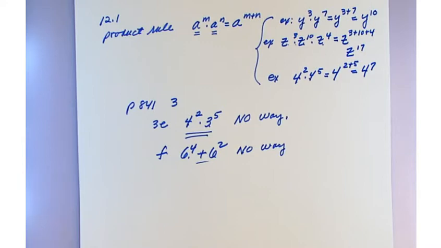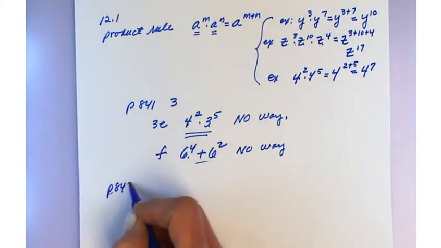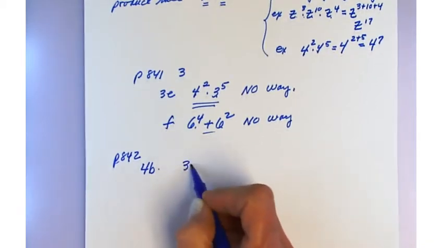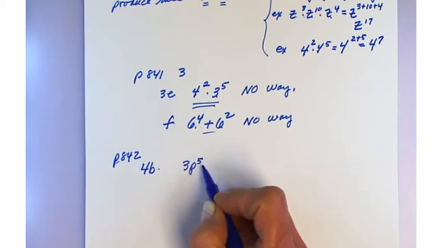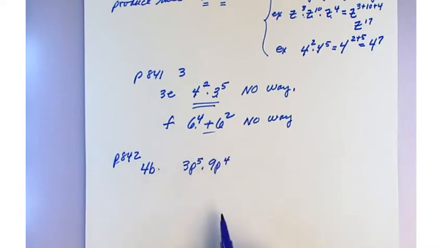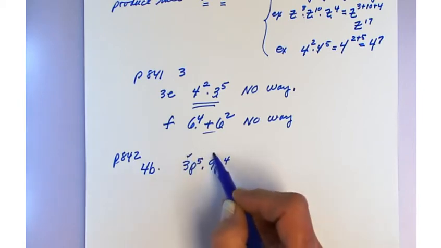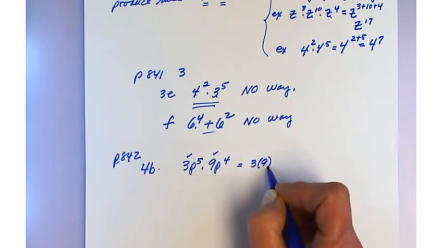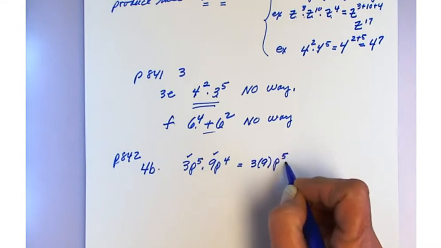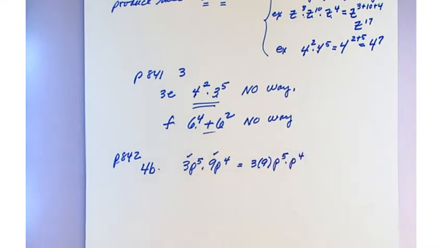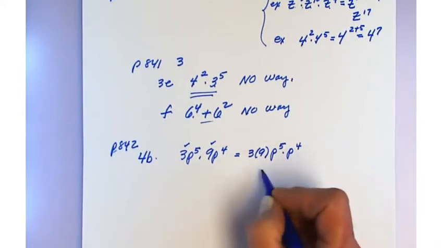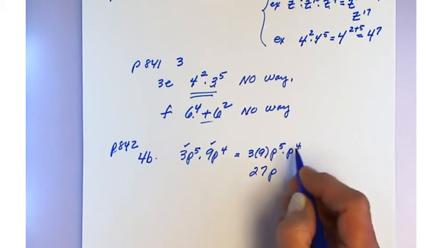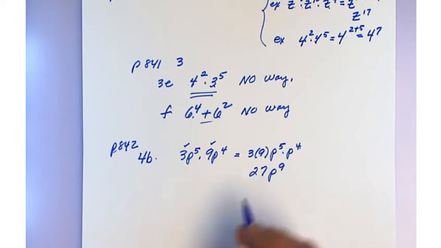So let's look. Page 842, we're looking at number 4b. And here we have, what makes this different? 3p to the 5 times 9p to the 4. What makes this problem different is that we have coefficients. But not to worry. We multiply the coefficients together. We can multiply the terms that have exponents on the p here. So my coefficient product is 27. I stick with my rule. 5 plus 4 is 9. And there is my answer.